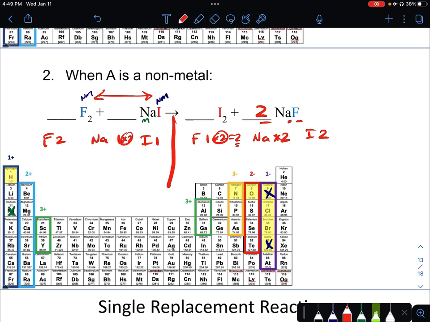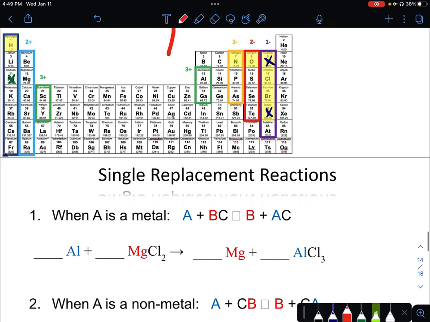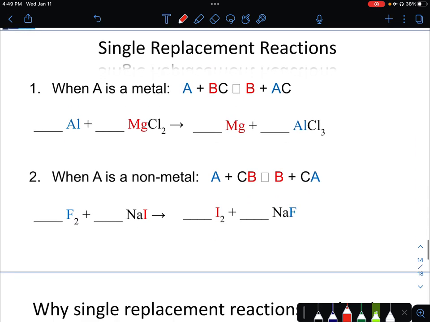So multiply that by 2. Put a 2 in front of there. 2 times the 1 gives me my 2. But also, notice there's an I there. So 2 times the 1 gives me a 2 there. Check it. Look at that, 2 and 2. Boom, a 1 in that one. My F now, I got 2 times 1, that's how I get my 2 there. Balanced.